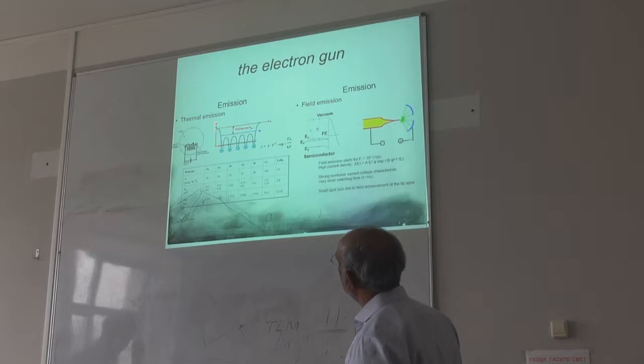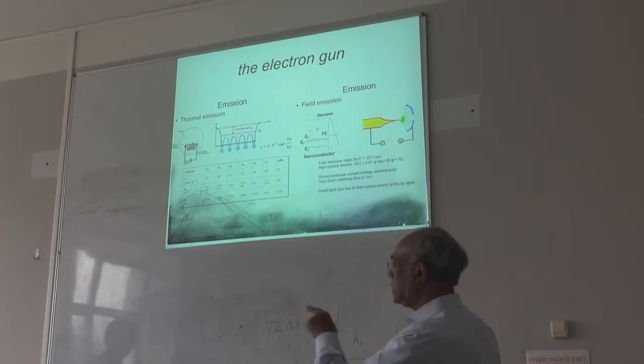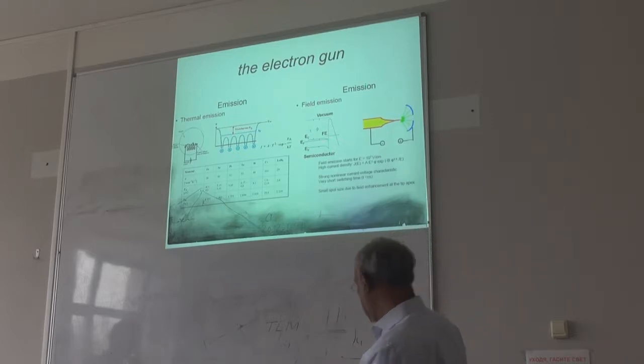Here you talk about thermionic emission. You have to have enough energy to go over the barrier. In field emission, they can tunnel through the barrier here. Tunnel? Yes, it's because of this.